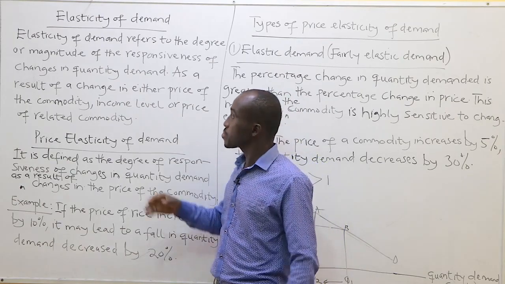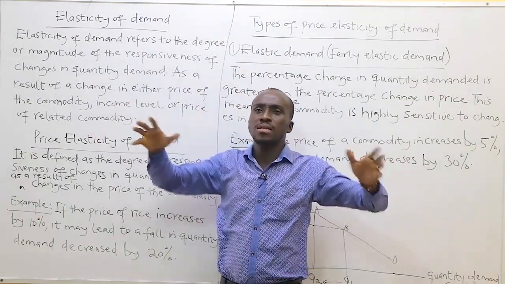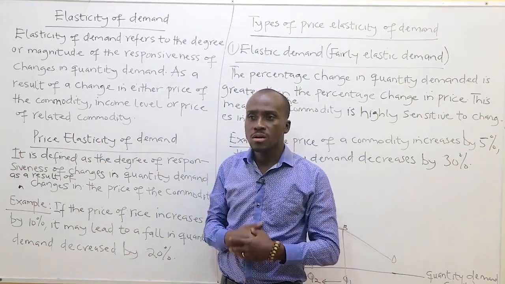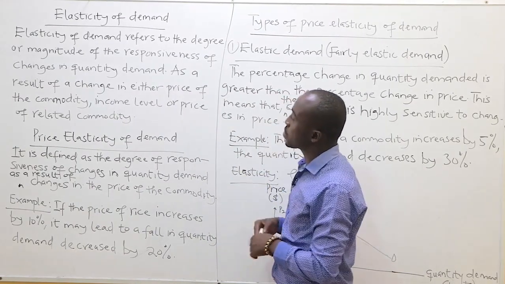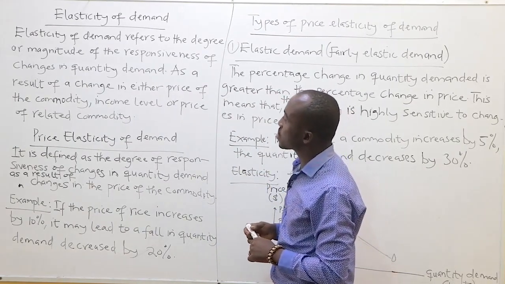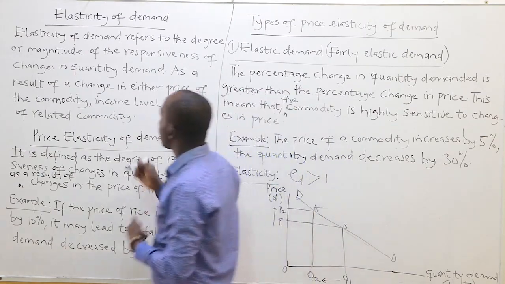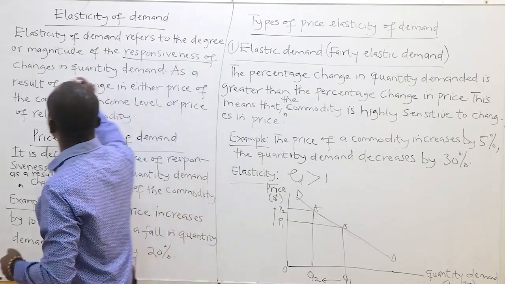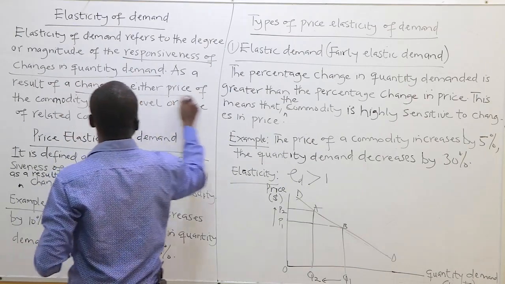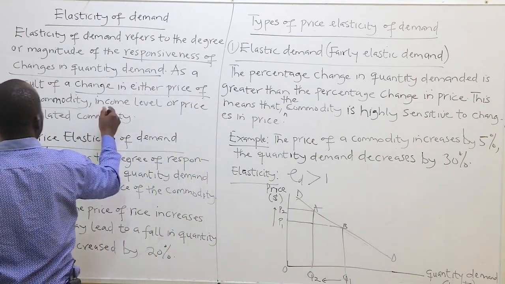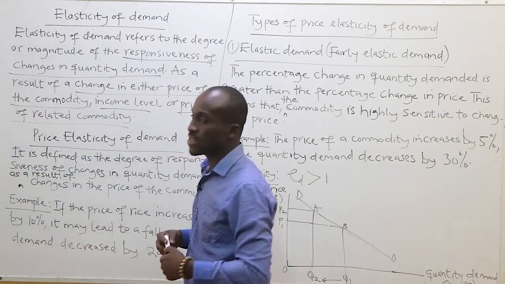So first, what is the broad idea of elasticity of demand? Elasticity of demand refers to the degree or magnitude of the responsiveness of changes in quantity demanded as a result of a change in either the price of the commodity, income, or price of a related commodity.